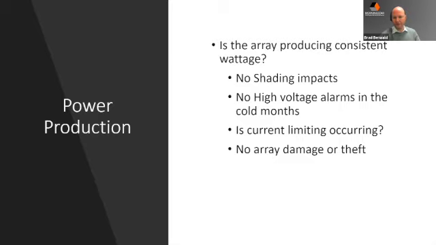So when you look at power production, you get a good understanding of what the array is producing. Make sure there's no shading impacts. Seems pretty straightforward, but even in off grid, when you have the ability to place the array in different locations, there's sometimes shading that you're not aware of, depending on the time.